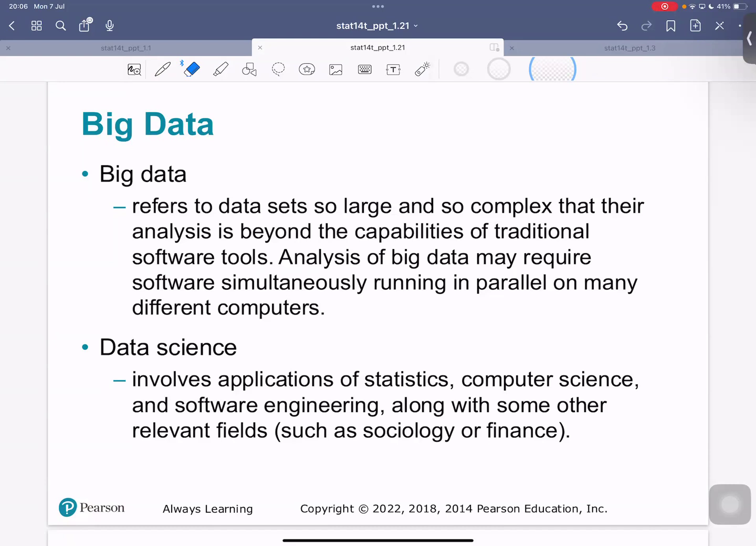Data science involves applications of statistics, computer science, and software engineering, along with some other relevant fields such as sociology or finance. So, what can be an example for data science?